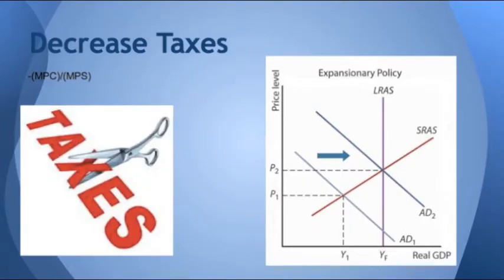Another manner of fixing a recession would be to decrease taxes. The effect of decreasing taxes would be to give the general public more money, which could be used to buy goods or for businesses to invest. This in turn would increase consumption and investment, thereby increasing the aggregate demand, increasing the price level and lowering unemployment. The exact change to GDP can be calculated by multiplying the value of the policy by negative MPC over MPS.